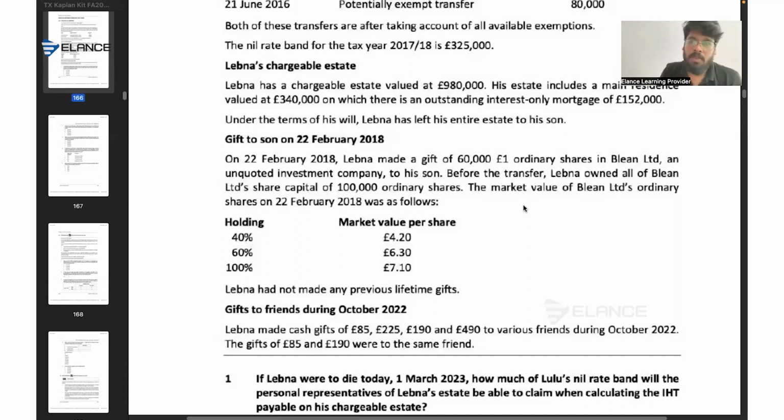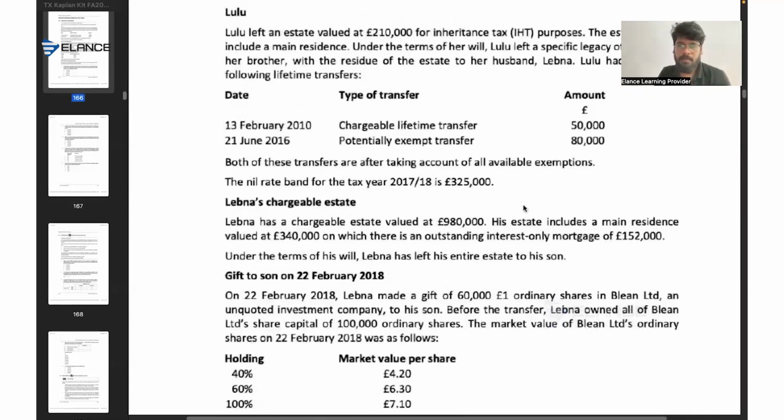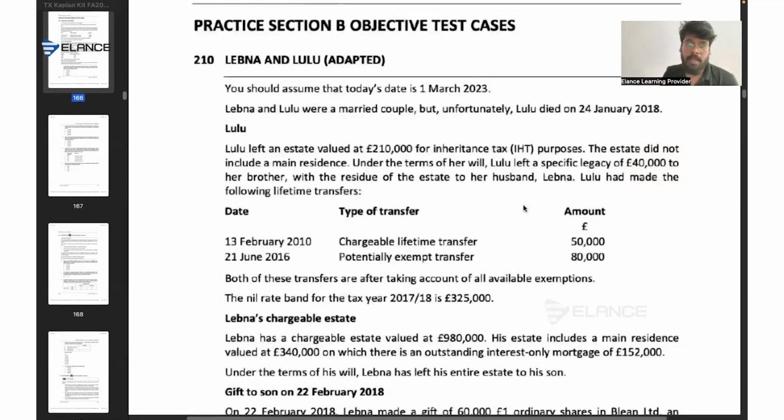So here let us go to the scenario. Lebna and Lulu were a married couple, but unfortunately Lulu died on 24th January 2018. So Lulu already died in 2018, and the scenario is given related to Lulu. Lulu left an estate valued at 210,000 for IHT purposes. The estate did not include a main residence.